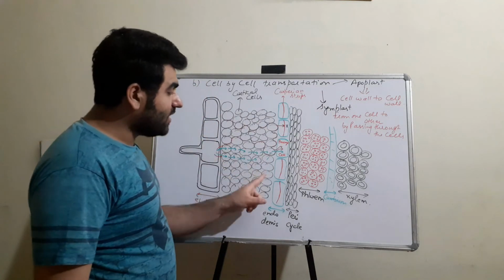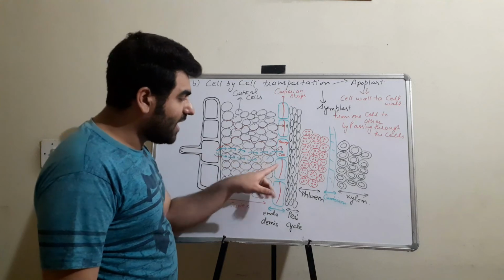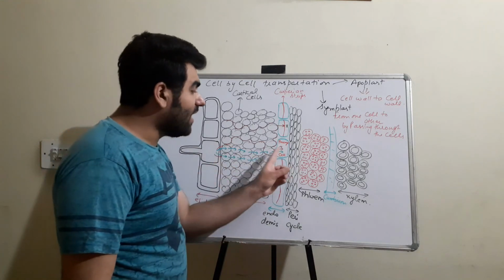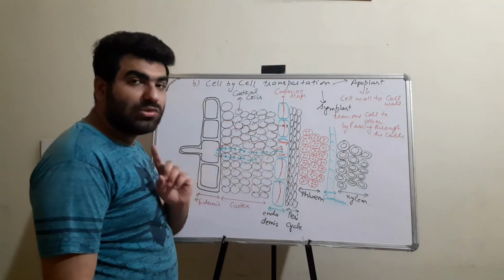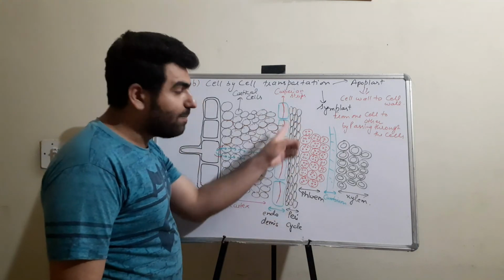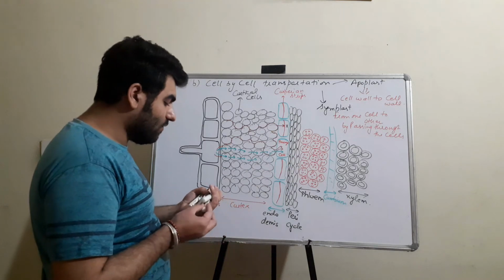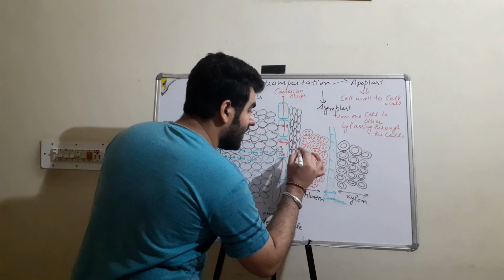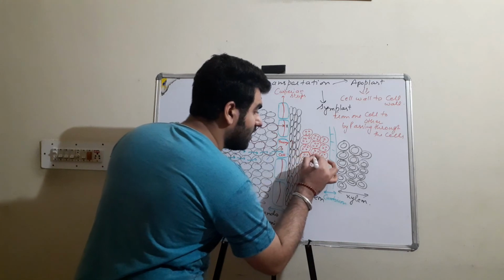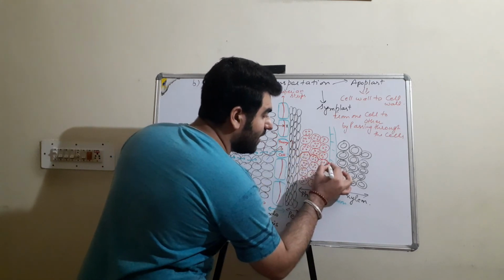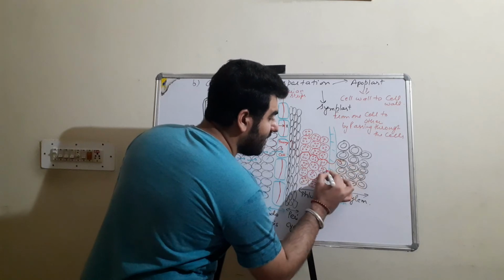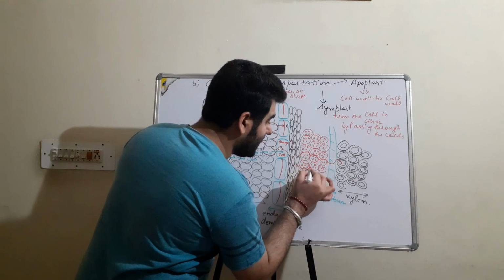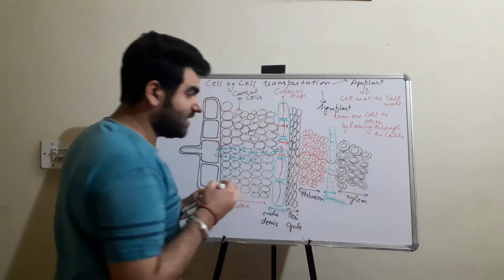Now again, if the water enters through a cell having the Casparian strip, the water will not move forward. It will have to alter its path and go to the passage cell. The same thing happens over here: the water will be transported cell by cell, and again from here to the phloem, to the cambium. It will cross the cambium and finally reach the xylem.